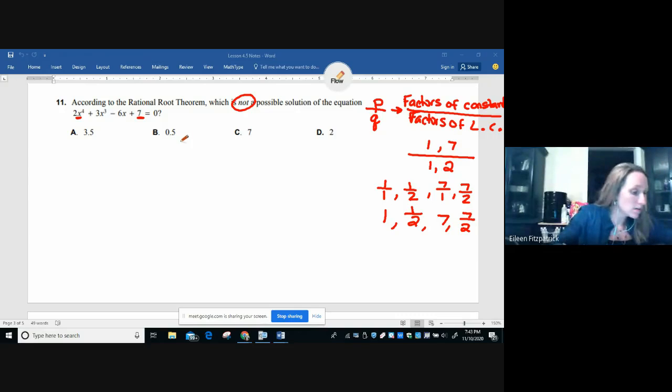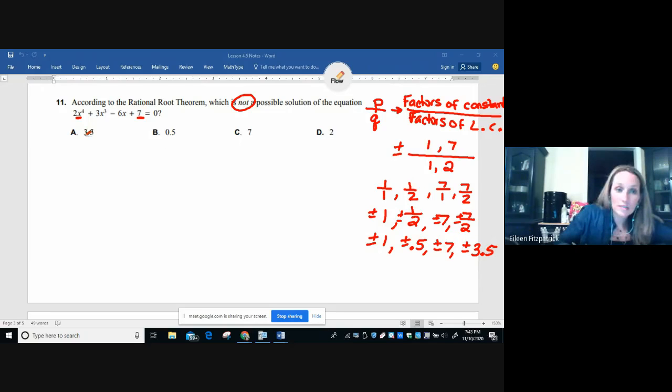Am I missing some? No. Oh, I'm sorry. I forgot the whole plus minus part. That's kind of important. This is plus minus, by the way. So plus minus 1, plus minus 2, plus minus 7, and plus minus 7 over 2, which I'm noticing here they have in decimal form. So we might want to write ours in decimal form. So plus minus 1, plus minus 0.5, plus minus 7, and plus minus 3.5.